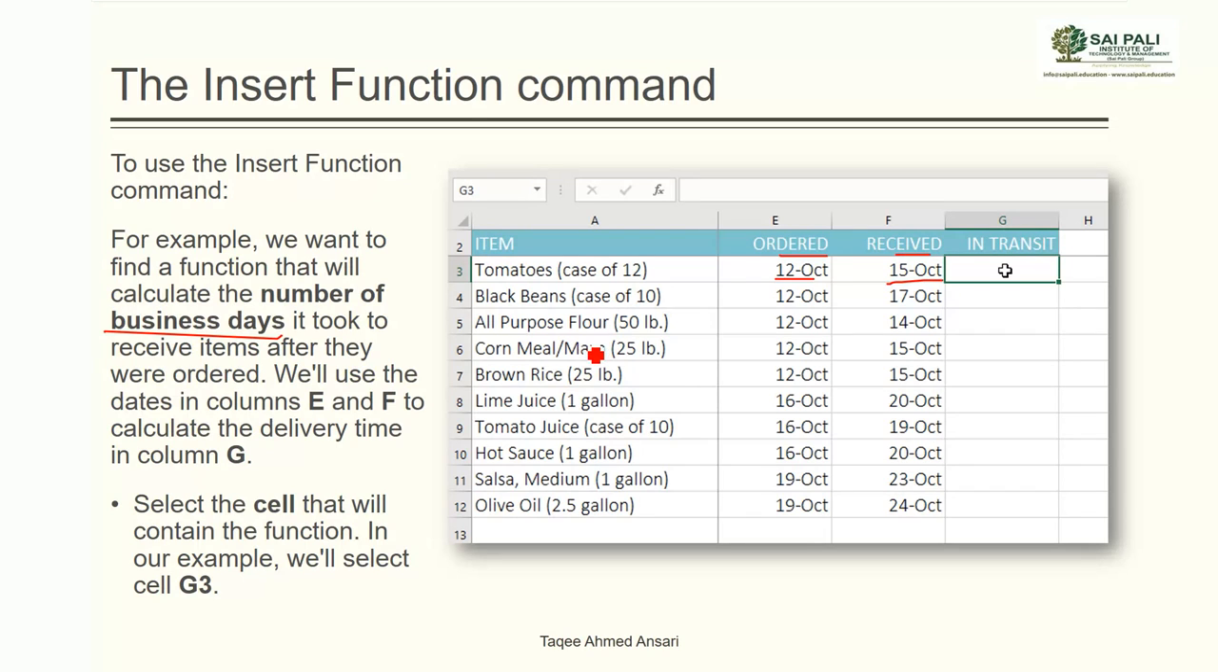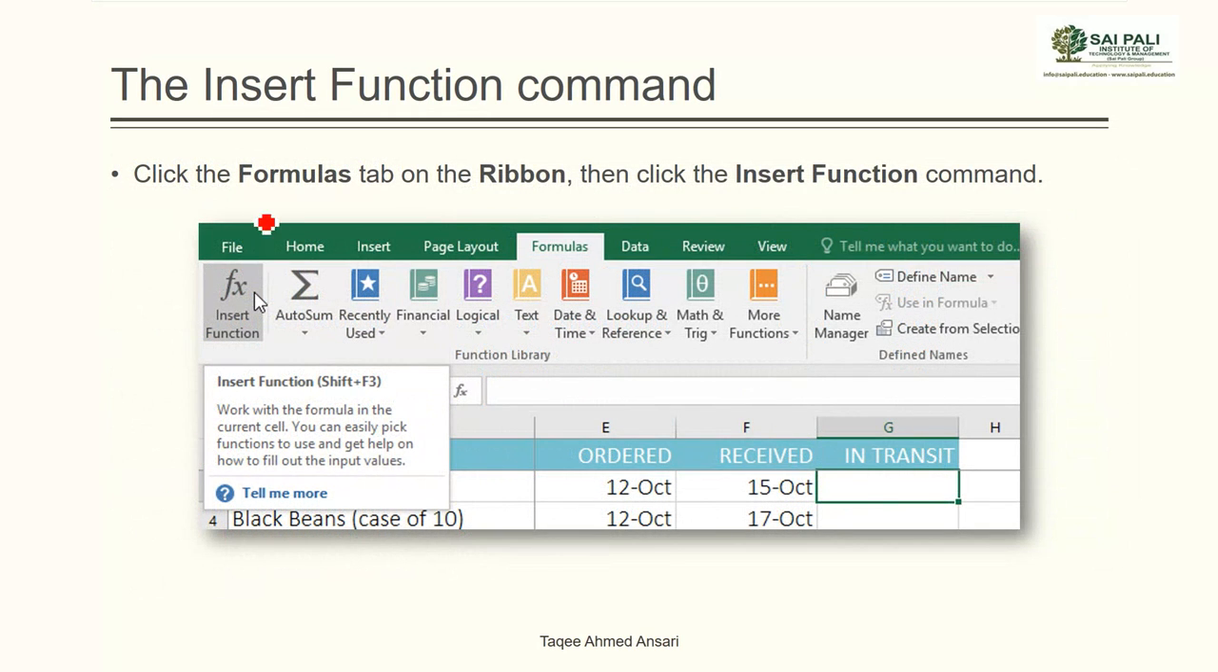So what do I do? I would have to go through all the categories to search. No, it will take lots of time. So I will use this insert function command. Let's see how we can do this. Select the cell, I want it here. Then I will go to the formula tab on the ribbon and click on this insert function command.